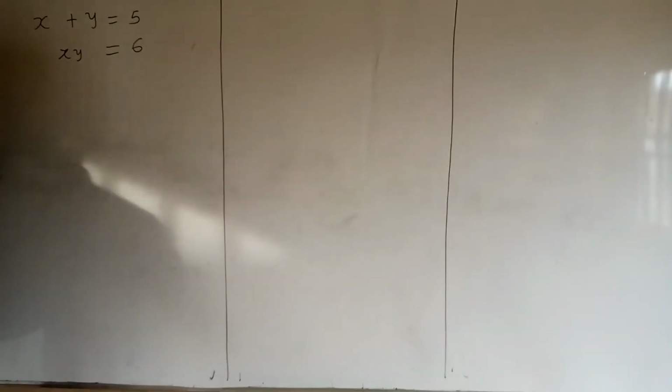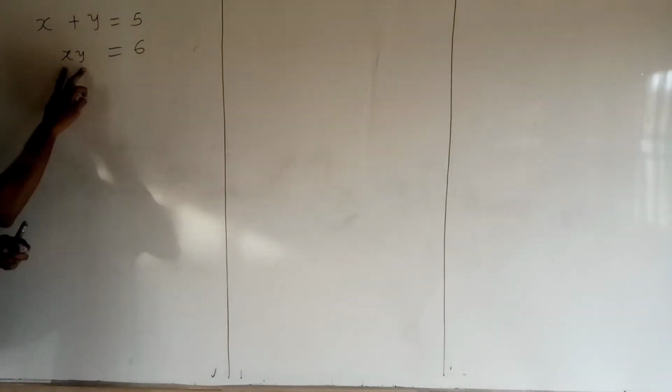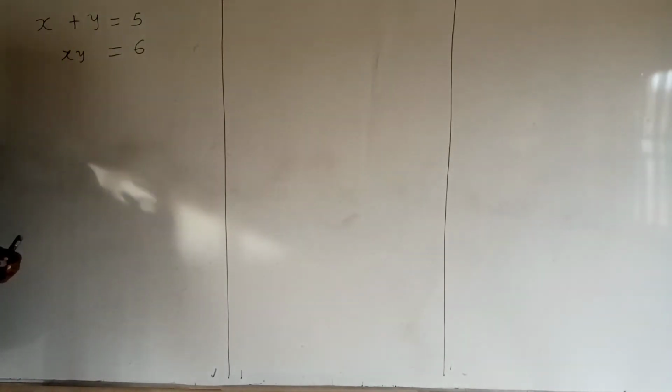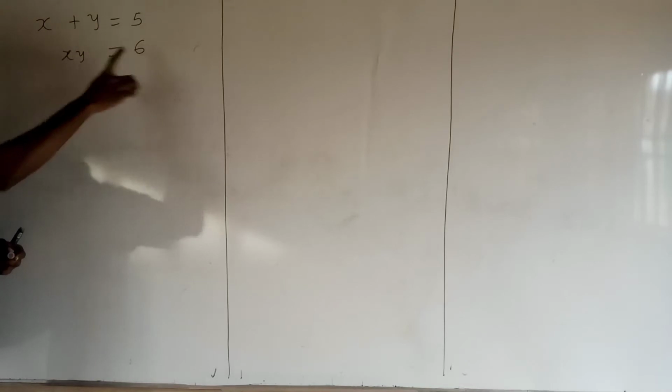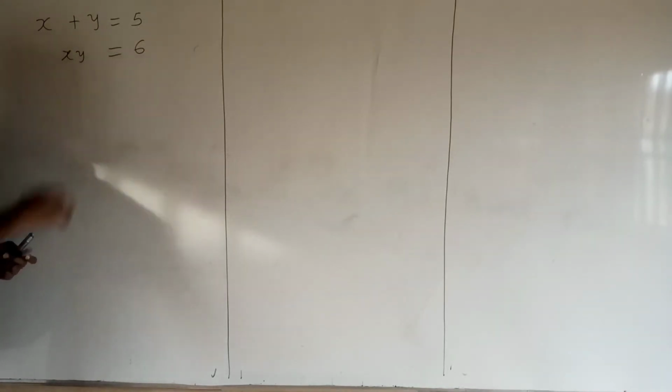The question we have today is x plus y is equal to 5, xy is equal to 6. In other words, we are looking for values of x and y such that when we sum them together, we will get 5, and when we multiply them together, we will get 6.